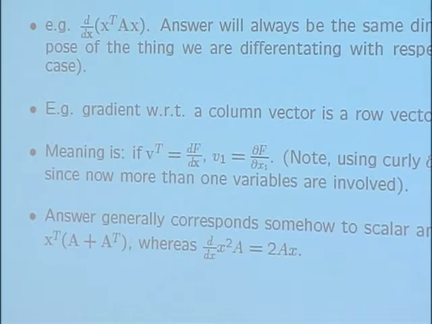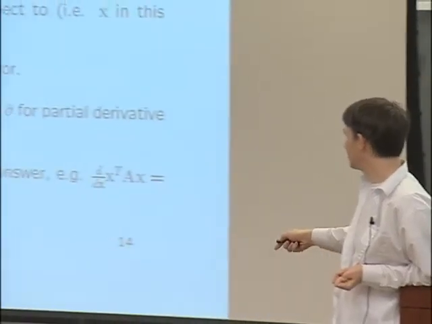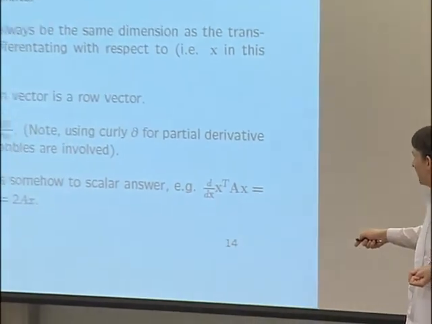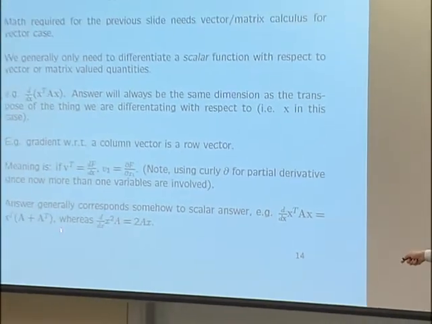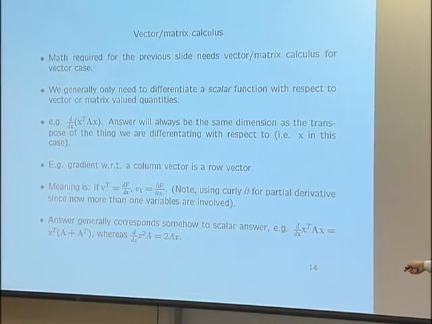Now in vector matrix calculus, the result that you get is generally equivalent to what you would get if you just considered those quantities as scalars. So for instance, d by dx of x transpose ax, the answer is going to be x transpose times a plus a transpose. And in the scalar case, d by dx of x squared a is just going to be 2ax. So you can see that the x is here, and this corresponds to 2a.